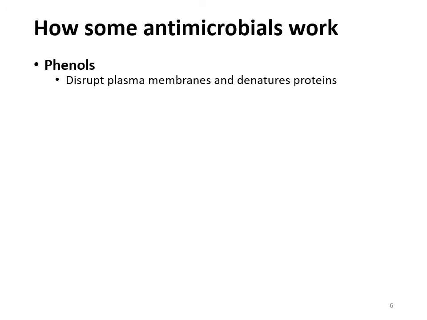Then we think about what are some actual examples of antimicrobials and how are they working? Okay, so you don't have to memorize all of these, but I will have you star certain ones to focus on. The first one we mentioned are phenols. These are very rough, harsh agents. They tend to destroy bacteria by messing up their plasma membranes and by denaturing their proteins.